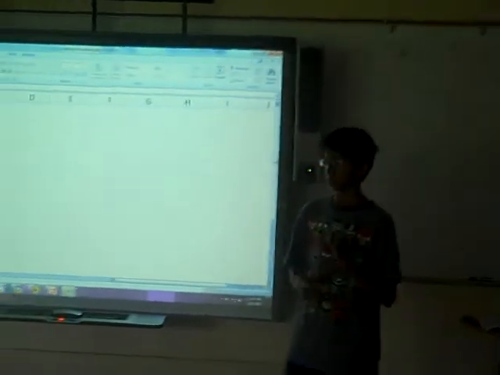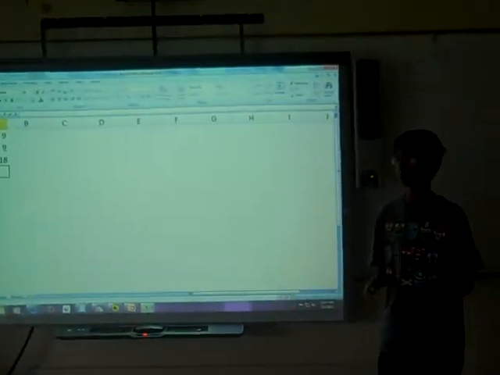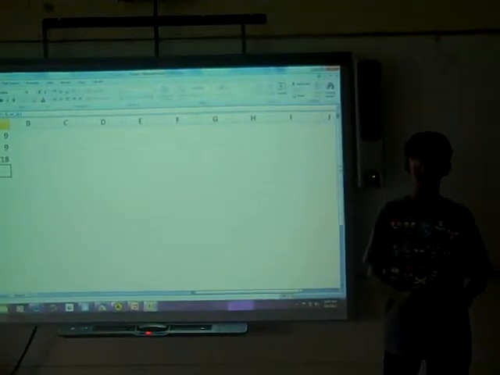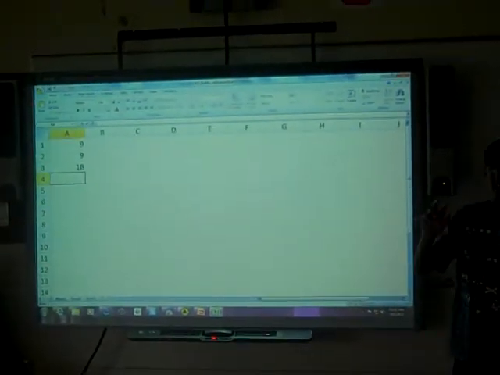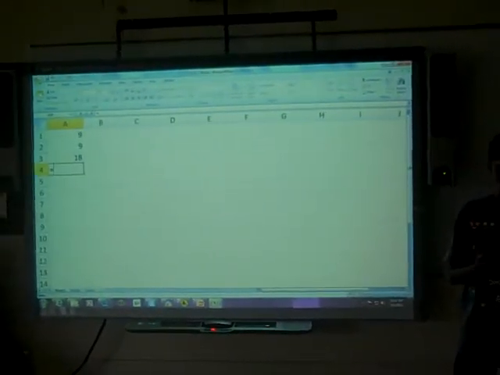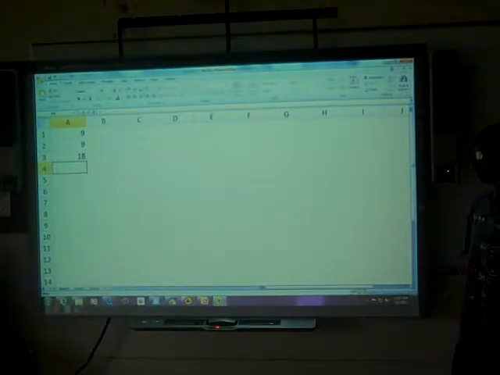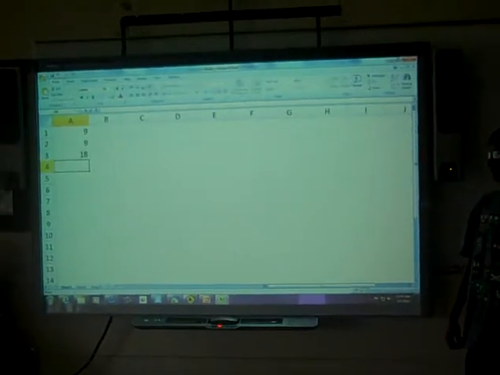Multiplication is just equals 4 times 5, or the hard way, 4 then the asterisk 5. If you wanted to do it another way, you could do equals the product of 4, 5, and it's exactly the same thing.